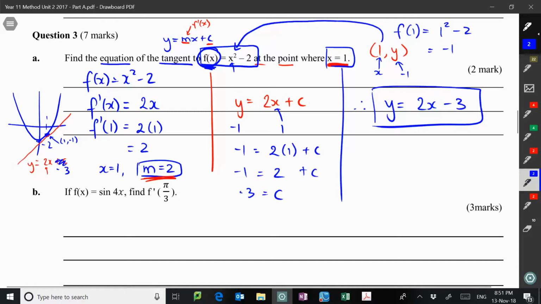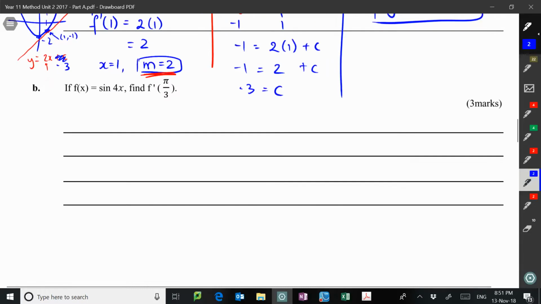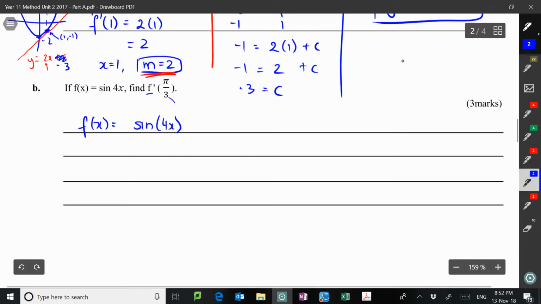You'll find that I did have one of the questions where you find the tangent, you find the normal. It's the same drill, okay? Next one. It says the function is equal to sine of 4x, and they want you to find the derivative when x equals pi on 3. So first thing is you need to find the derivative.